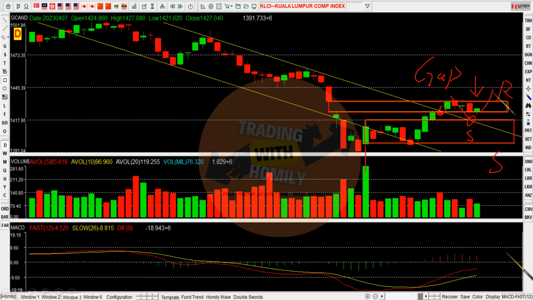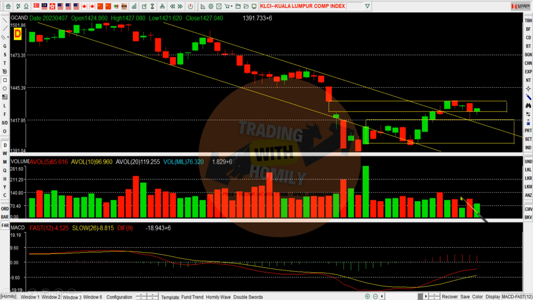Later the price will choose a direction, break up or break down. If it breaks up, another uptrend appears, but if it breaks down we need to be careful. But from the trend now, in my own opinion, I think the market will break up in the future. For the MACD, the price is still below the zero line, which means the stock price is still in the weak area.